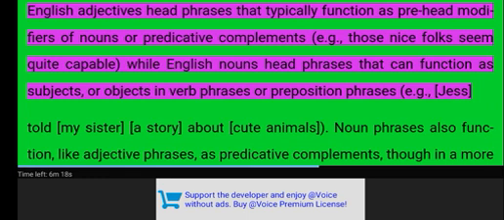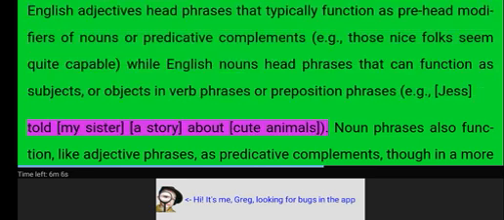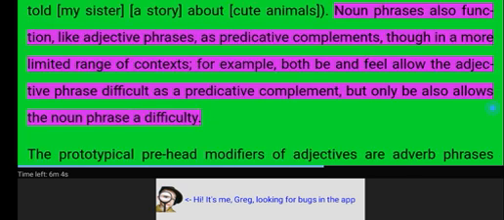English adjectives head phrases that typically function as pre-head modifiers of nouns or predicative complements, e.g., those nice folks seem quite capable, while English nouns head phrases that can function as subjects, or objects in verb phrases or preposition phrases, e.g., Jess told my sister a story about cute animals. Noun phrases also function, like adjective phrases, as predicative complements, though in a more limited range of contexts.